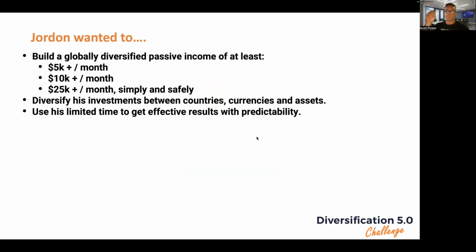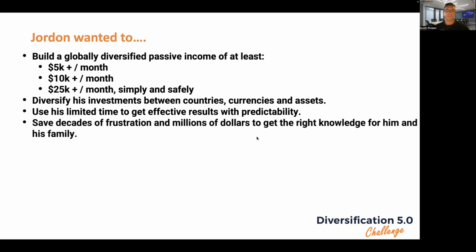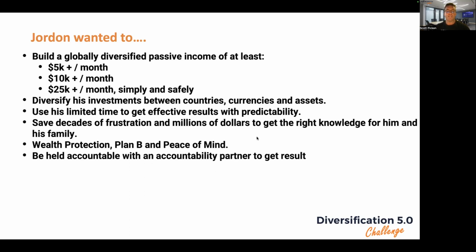The mastermind has been built for busy people that don't have time, but that want to get results with predictability. He wants to save decades of frustration and millions of dollars to get the right knowledge for him and his family. He wants wealth protection, a plan B, and peace of mind. He wants to be held accountable. Again, most of us have learned, particularly people that are successful, there's nothing more powerful than having someone that's your accountability partner to get results.